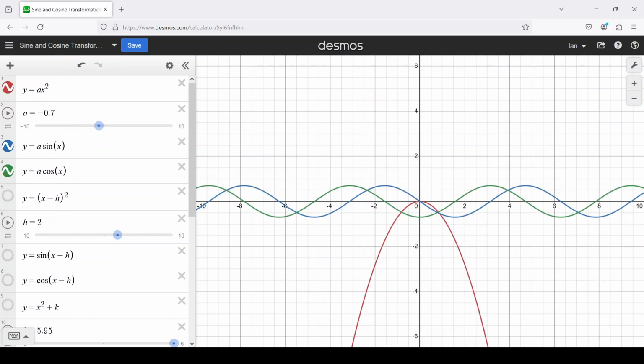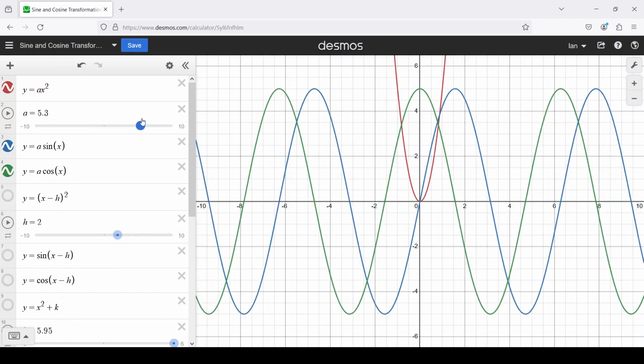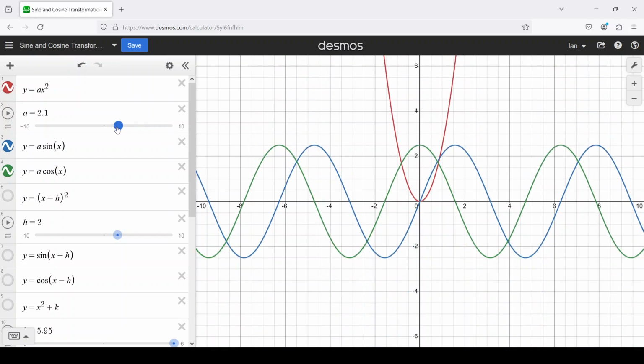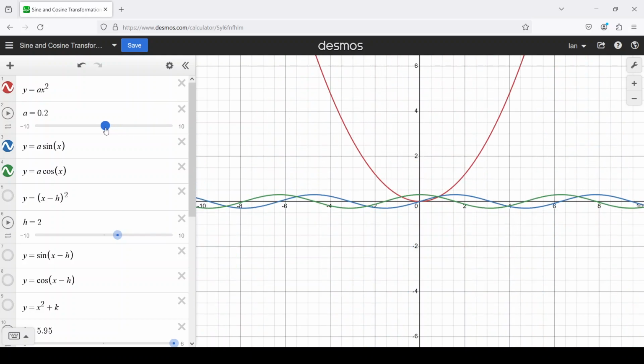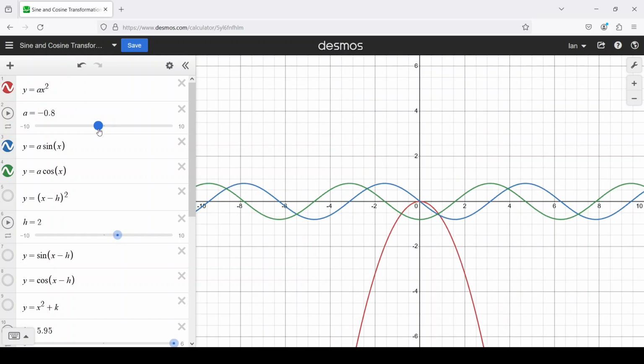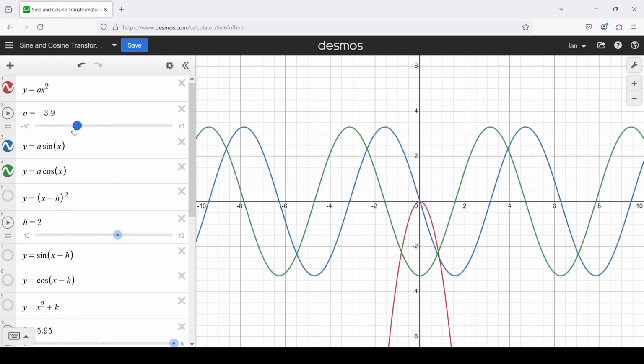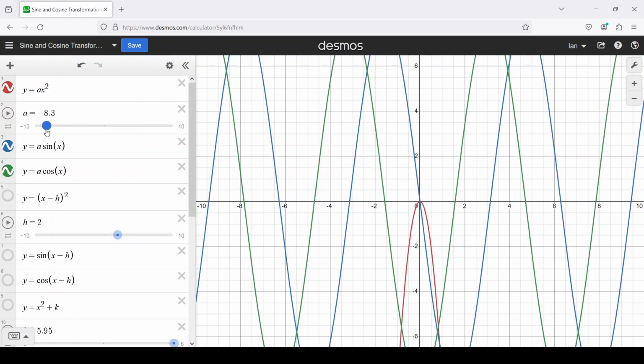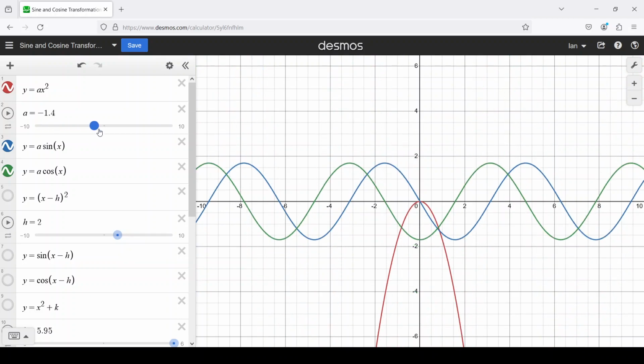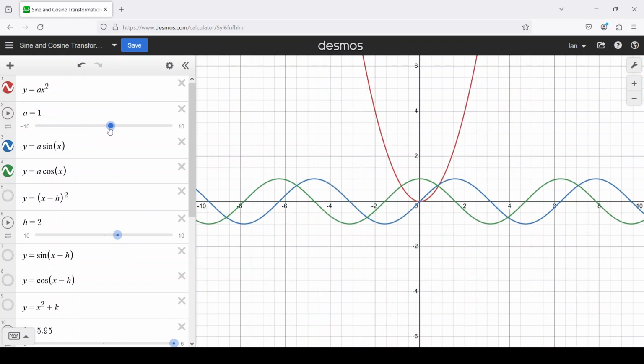We can see the same thing with cosine. I'll put cosine in green, right? We get the vertical stretch, we get the vertical compression, we get a vertical compression and a reflection over the x-axis, and we get a reflection over the x-axis and a vertical stretch, okay? So those are our cases.